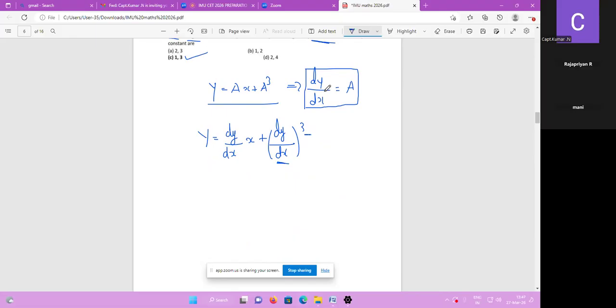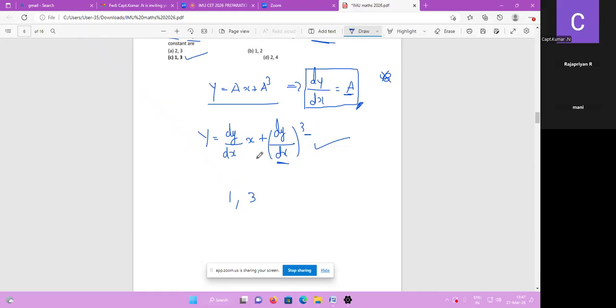Most students stop earlier and say it's a first order differential equation with degree 1. That may be wrong. You have to remove all the constants. Here a is the constant, and you have to remove it. Now this is okay. So this is first order and third degree. So the answer is 1 and 3.